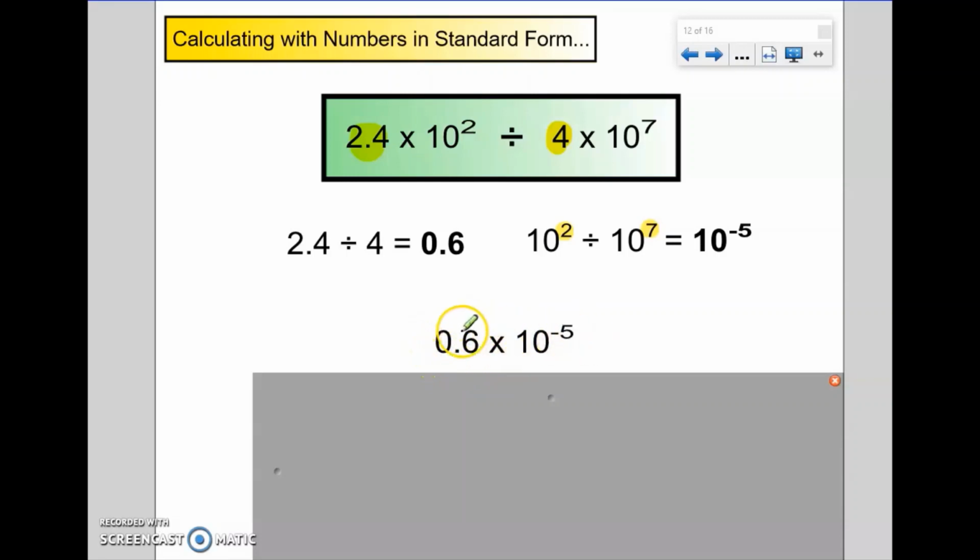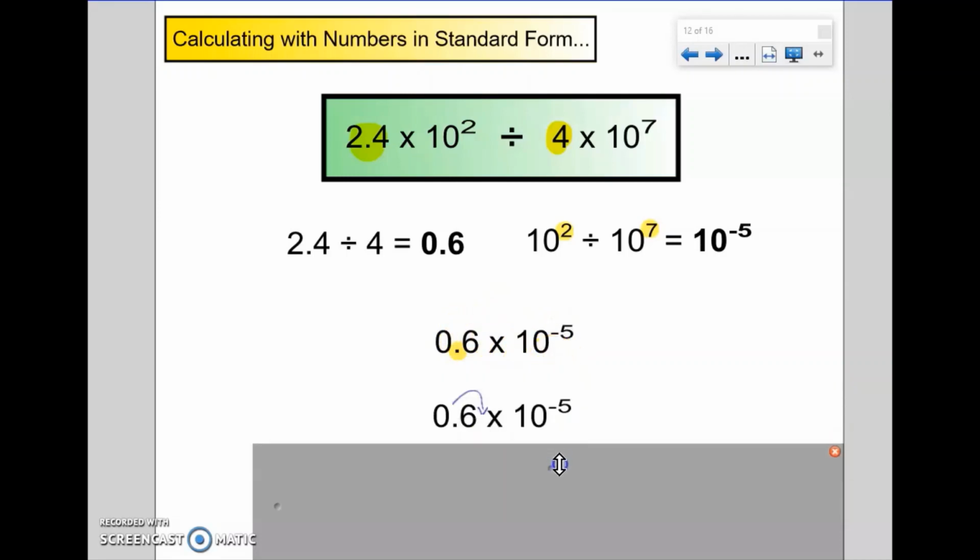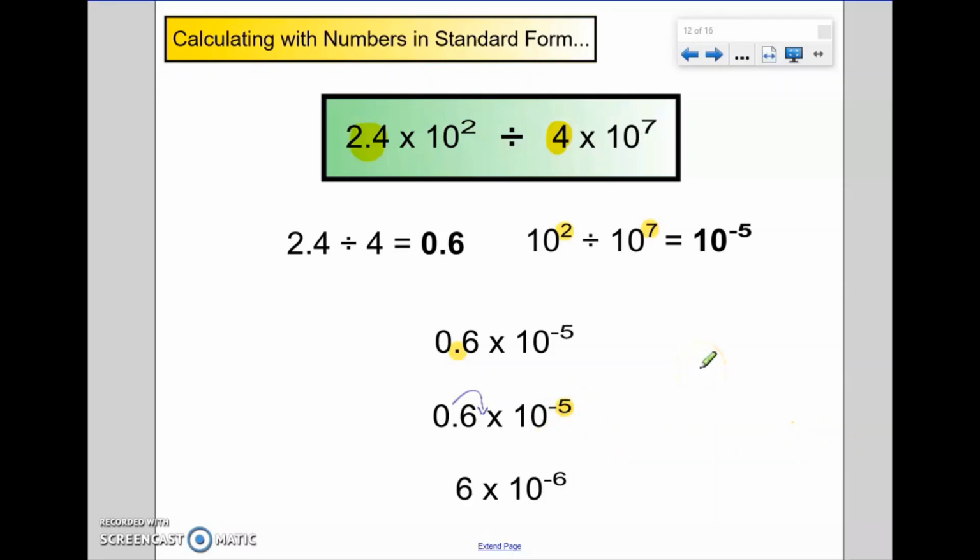So I'm going to make a correction to this answer in order to present my answer in standard form. There's my decimal place. I'm going to move it 1 to the right to make this number 6. Because I've moved it 1 to the right, I have to make an adjustment here. And because my decimal is moving to the right, my index number gets smaller. I take away from my index number. So my final answer in this question is 6 times 10 to the power of negative 6.